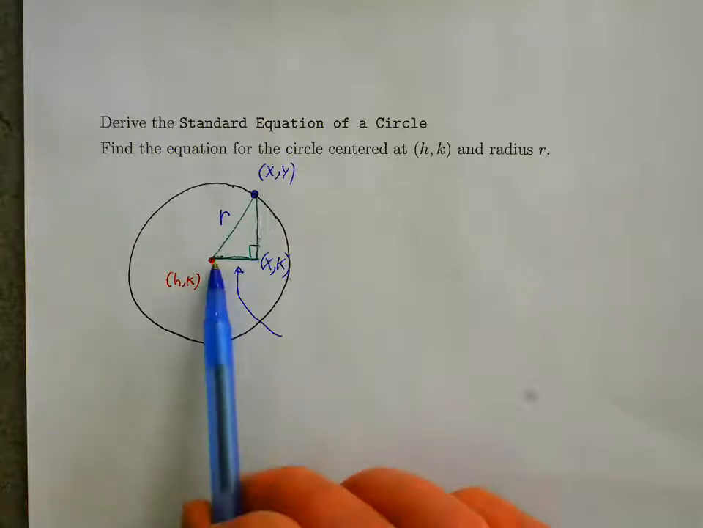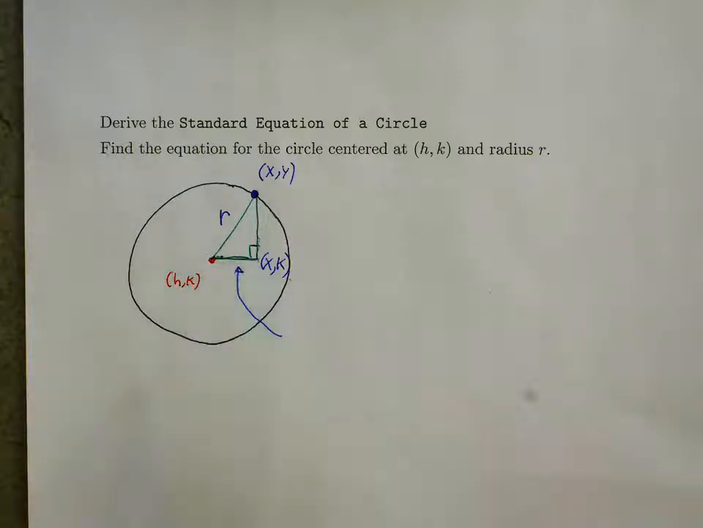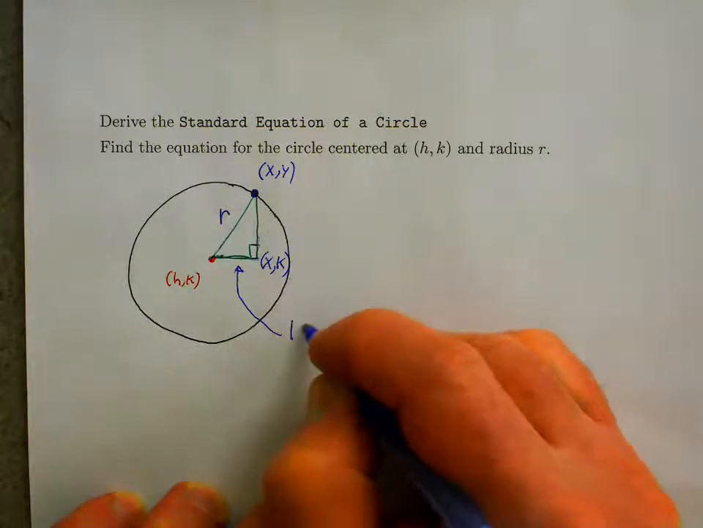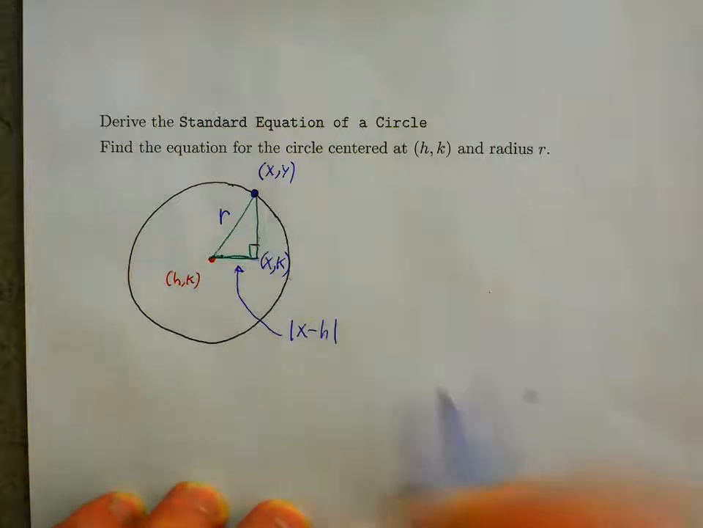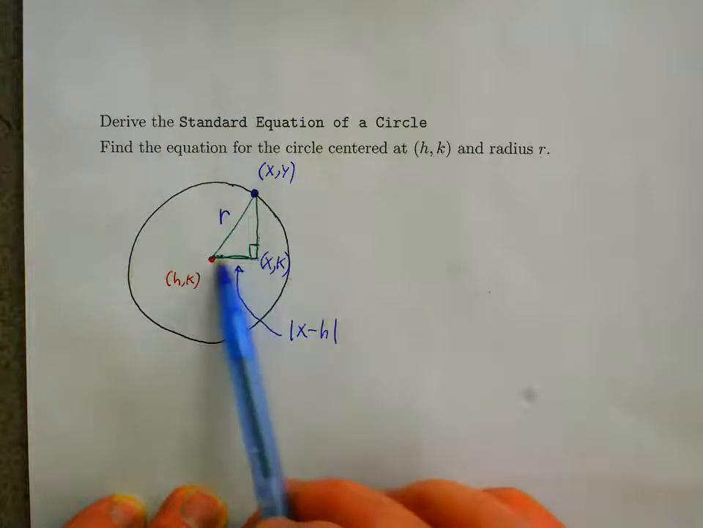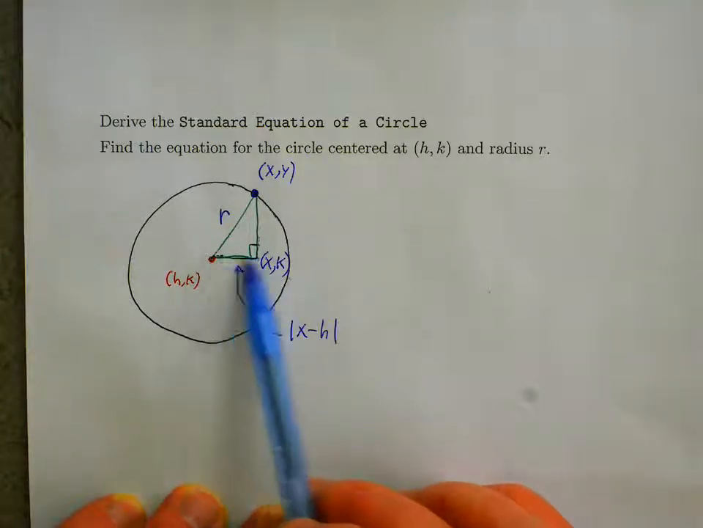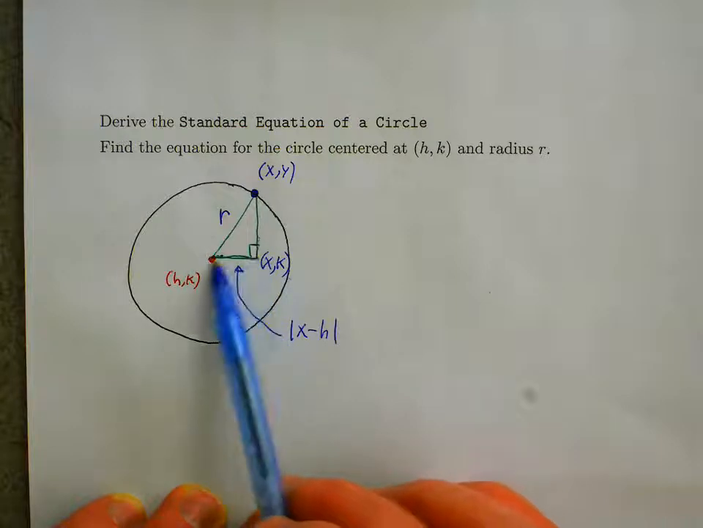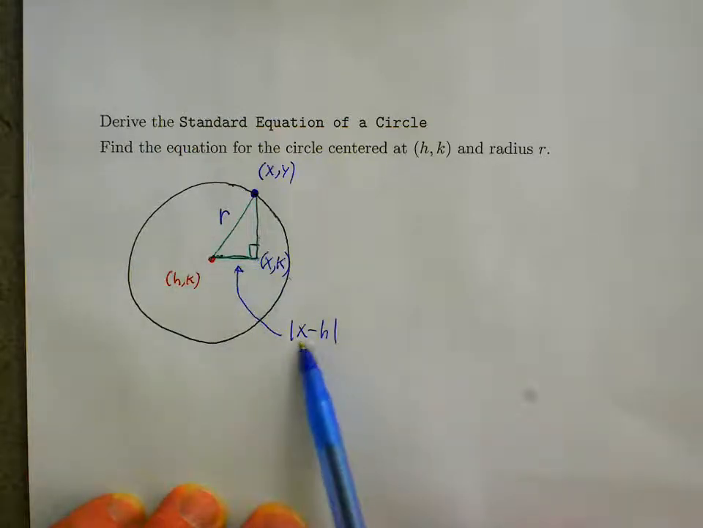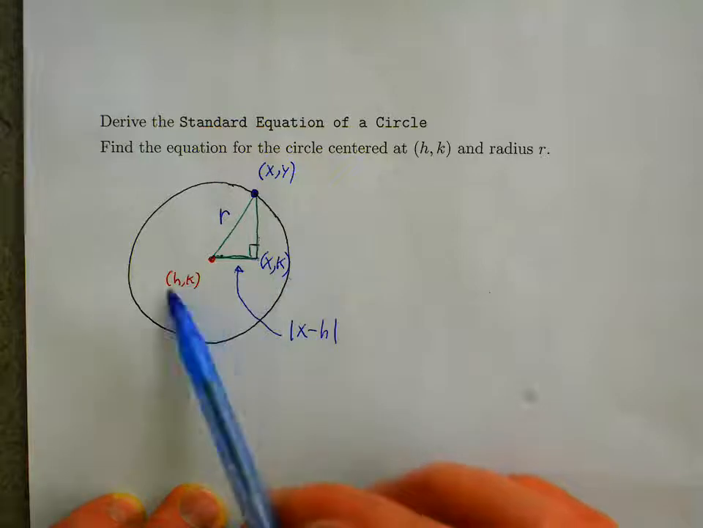So how do we label the length of the horizontal side? Absolute value of x minus h. Yeah, it's the absolute value of x minus h. If you have a horizontal movement in the xy plane, the y-coordinates stay the same, but the movement is represented by the difference of the x-coordinates. So we write the absolute value of x minus h.